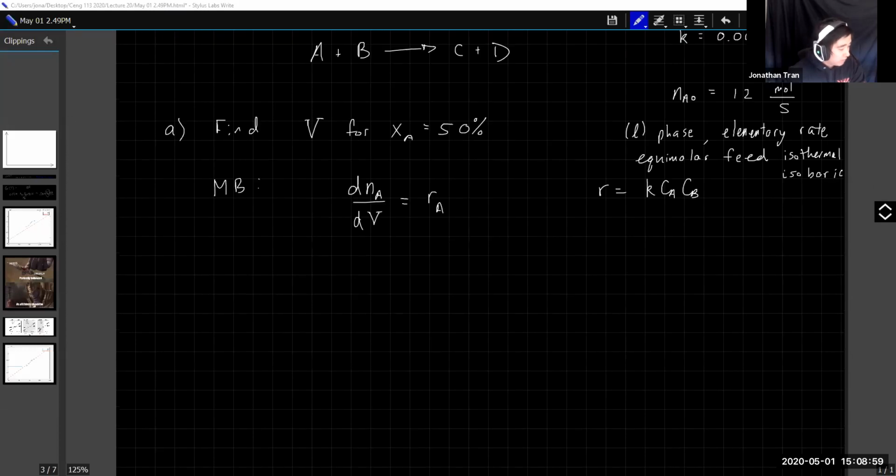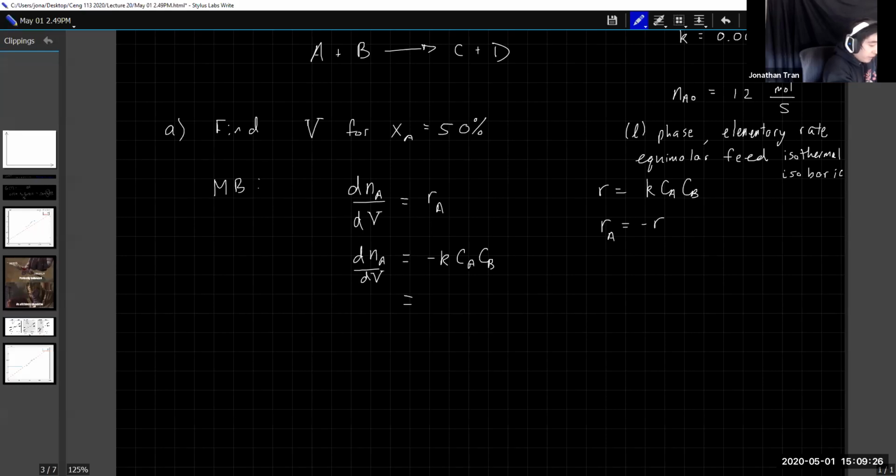Okay, so from our material balance and our rate law, we know that if we plug in our rate law for RA, which is simply negative R, we can say that the material balance is equal to negative K CA CB, which we then could do a substitution to get that it's equal to negative K divided by nu naught squared times NA times NB.